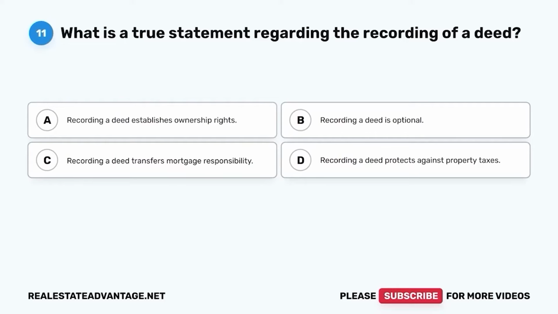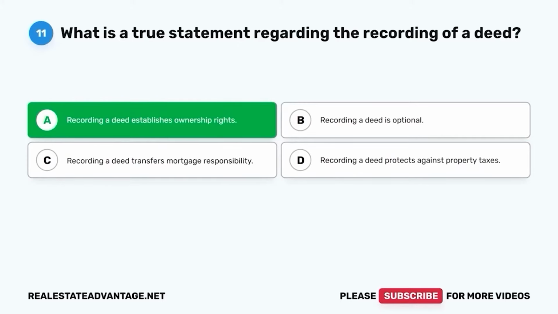A. Recording a deed establishes ownership rights. B. Recording a deed is optional. C. Recording a deed transfers mortgage responsibility. D. Recording a deed protects against property taxes. The correct answer is A. Recording a deed establishes ownership rights.